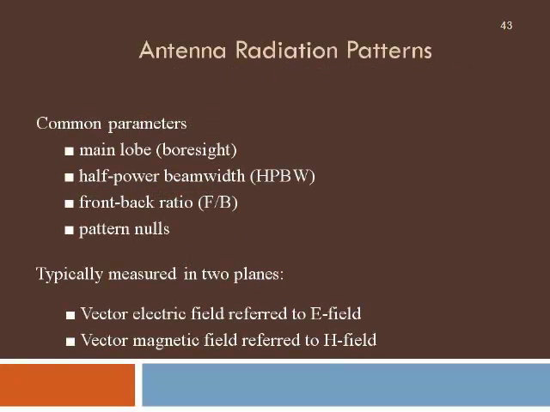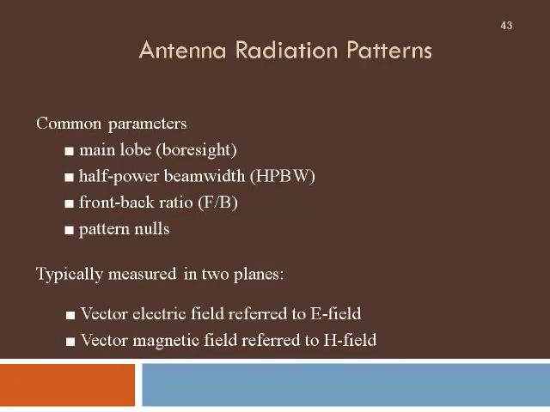The antenna radiation patterns, if we see, we are interested in certain parameters. The common parameters of interest from a radiation pattern are main lobe or bore site. Then we have half power beam width, in short known as HPBW, or some people call it in different ways also. Then we have front to back ratio or F by B ratio. The final one will be pattern nulls or zeros of the radiation pattern.